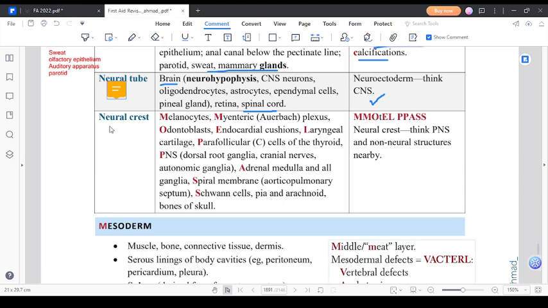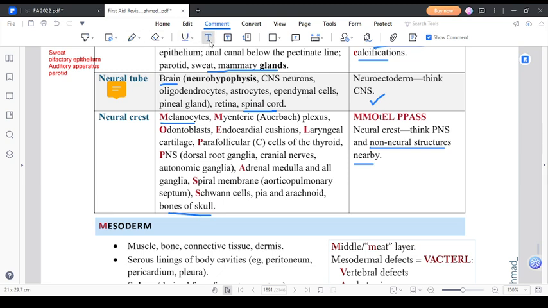Basically melanocytes, you must remember this one because it is very important. Then myenteric or Auerbach plexus, odontoblast, endocardial cushions, laryngeal cartilage, parafollicular C cells of the thyroid. Then we have the PNS: dorsal root ganglia, cranial nerves, autonomic ganglia, adrenal medulla, spiral membrane, aorticopulmonary septum, Schwann cells, pia and arachnoid, and the bone scale. Neural crest, think PNS. The whole peripheral nervous system comes from the neural crest cells, while the central nervous system comes from the neural tube.